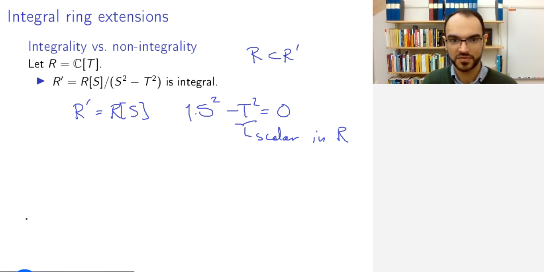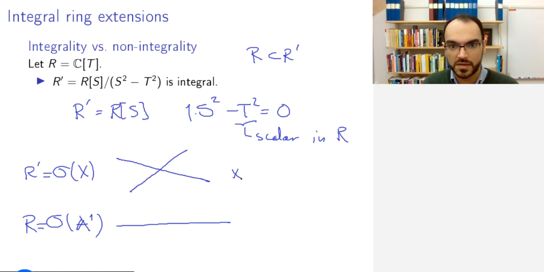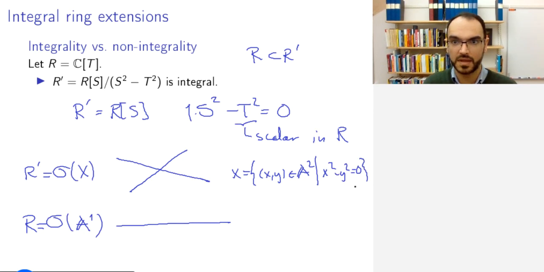If we want to look at this geometrically, R, the polynomial ring, is the coordinate ring of the affine line. I will draw the real part, which is just a line. And then R prime is the coordinate ring of X that looks like this. So it's the set of all points in affine 2-space such that x squared minus y squared equals 0. And by the rule of conjugates, this is x minus y times x plus y, so you get these 2 diagonal lines.